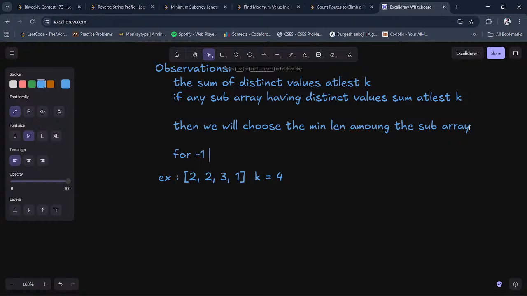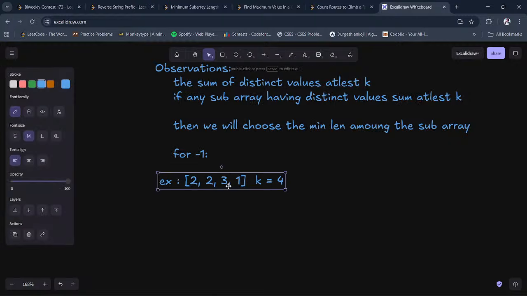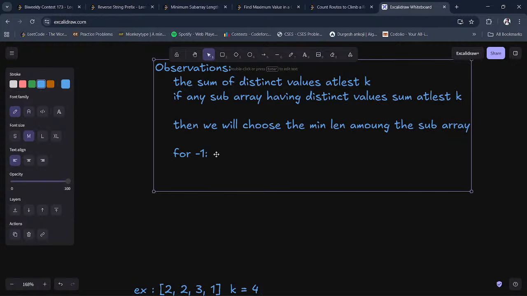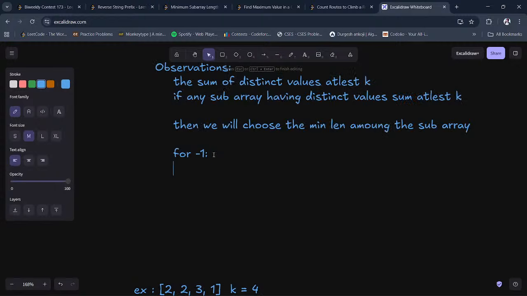For minus 1, if the sum of all distinct values is less than k, then the answer is minus 1.